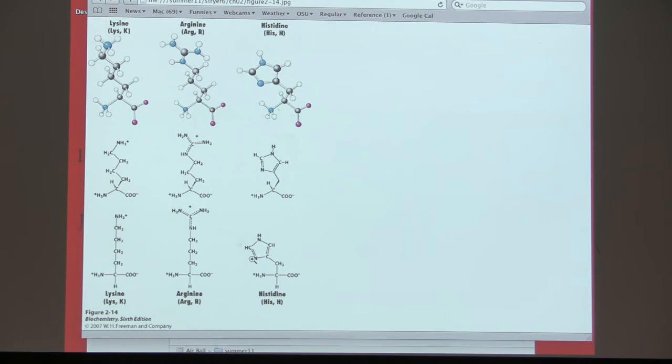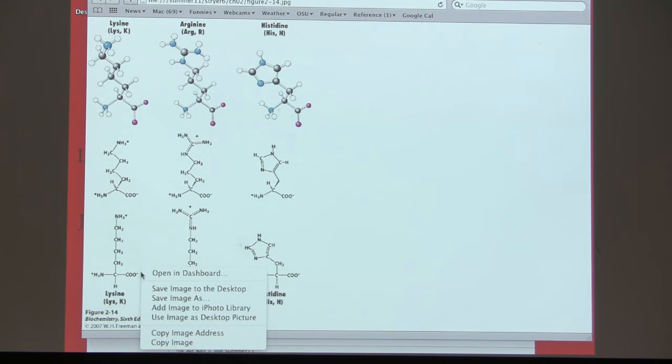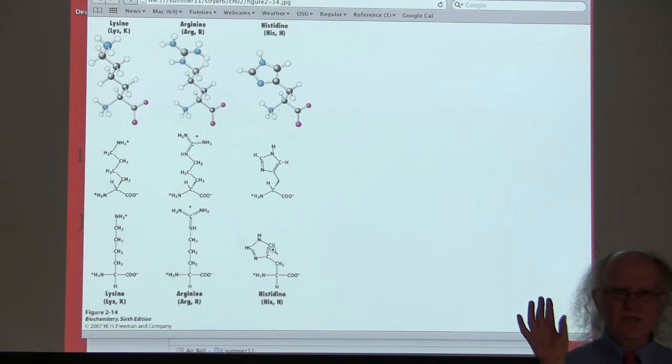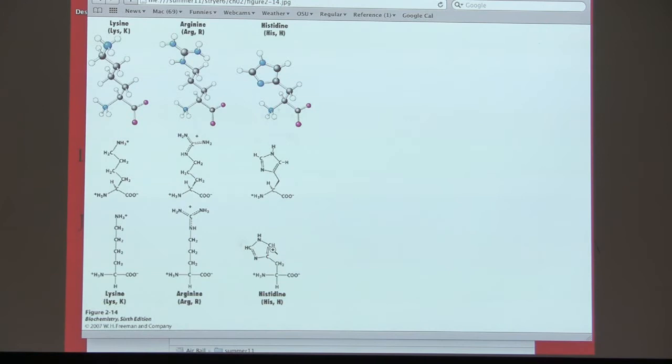Now, the pKa's for these are interesting. If I look at the pKa for lysine and arginine, it's fairly high. It's on the order of 10 to 12. The pKa for histidine is about 6. Now, that turns out to be important because histidine can gain and lose a proton relatively easily near physiological pH. It's like cysteine in that respect. Cysteine had a pKa of about 8. This guy has a pKa of about 6. And yes, I will give you these on an exam. You're not going to memorize these pKa's. All right?